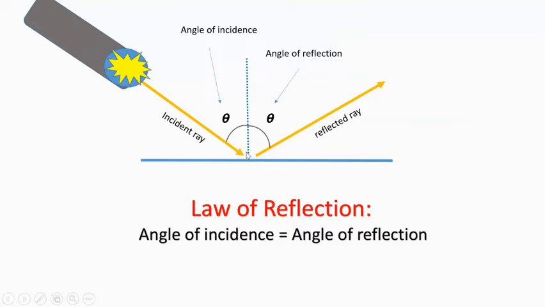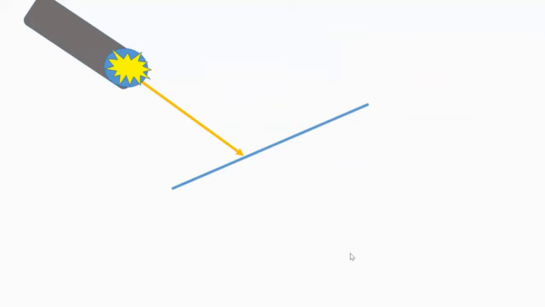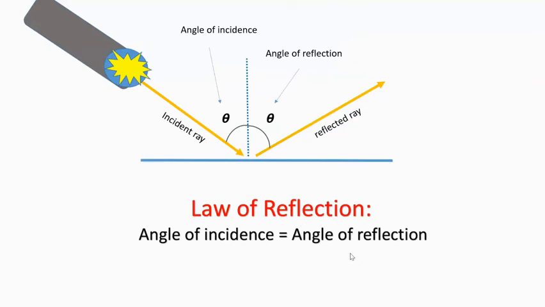Here's how we label all this. The light that's coming in is called the incident ray, and that angle is called the angle of incidence. The light that bounces off is called the reflected ray, and this is the angle of reflection. So the official way to state this is that the angle of incidence equals the angle of reflection. Now, that's simple enough.